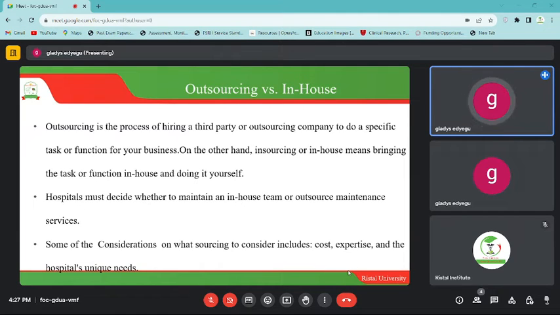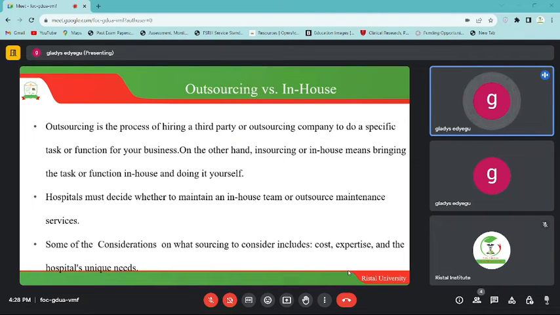So we talked about the in-house maintenance team, and we talked about the outsourcing. So I want to look at the outsourcing versus the in-house. Outsourcing is the process of hiring a third party or a company to do a specific task or function for your business. On the other hand, in-house means bringing the task or function in-house and doing it yourself. So what this statement means is, maybe you have your engineers and technicians inside the hospital, but they are not able to provide the maintenance services or to repair the equipment. So what you're going to do is outsource.